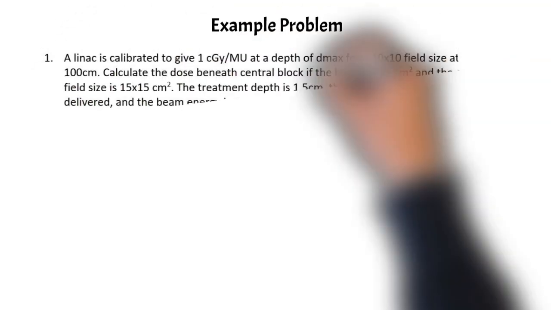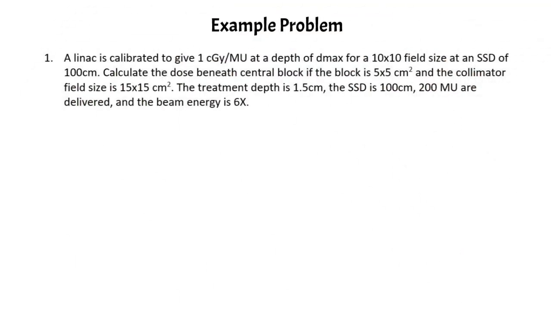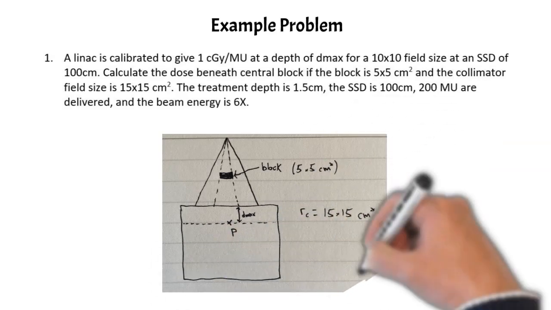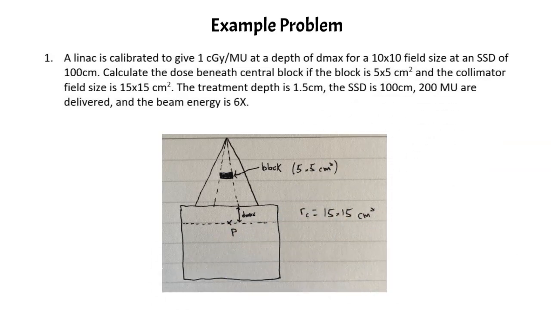And I'll just work through a quick example here, so please take a moment or two to read through the problem statement. And so we can start off by drawing the geometry that we're dealing with. So the geometry we're dealing with is shown here. We have our block field size of 5 by 5, our collimator field setting of 15 by 15, and we're calculating the dose to a point at Dmax with 100 centimeter SSD. So we're actually in the calibration condition again. We're just changing our field size.